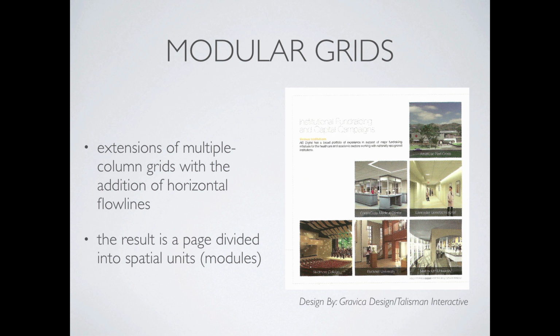Modular grids are extensions of multiple column grids with the addition of horizontal flow lines. We kind of touched on this a lot. This results in a page divided into spatial units. There's that example again that shows all of our little grid modules.